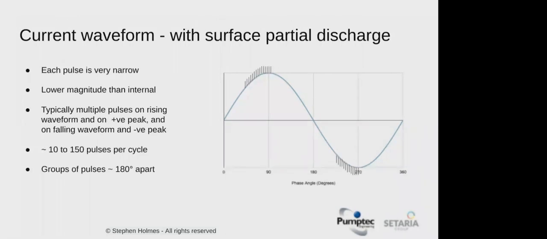If we look at surface discharge, what we tend to get are smaller pulses, but more of them. And these, again, will appear on the rising waveform and on the falling waveform. In 10 to 150 pulses per cycle, thereabouts. And again, importantly, the groups of pulses are 180 degrees apart.